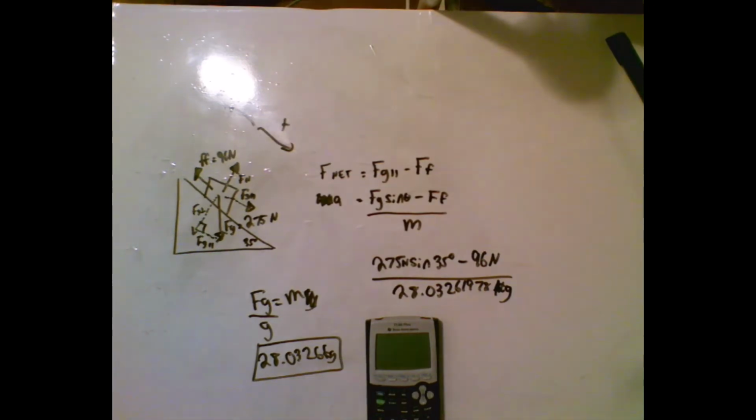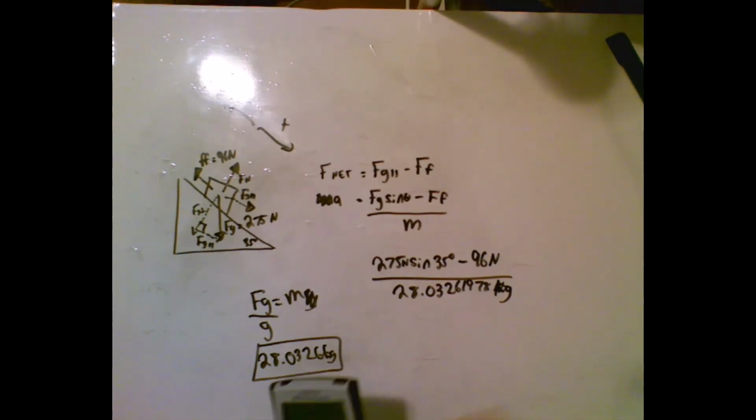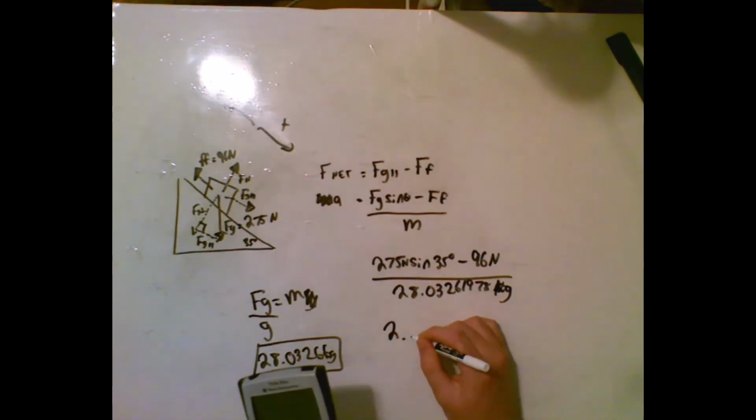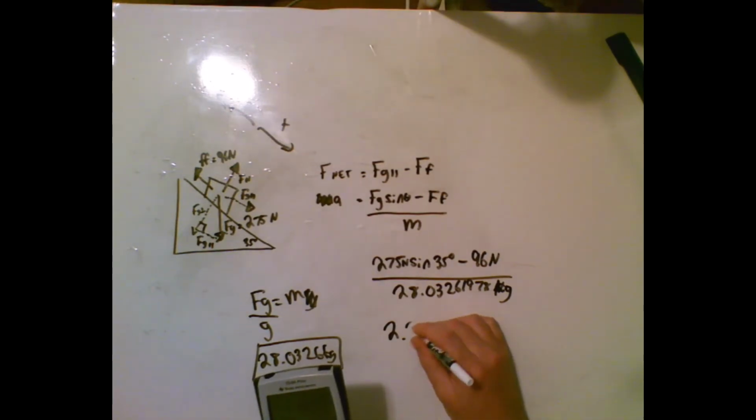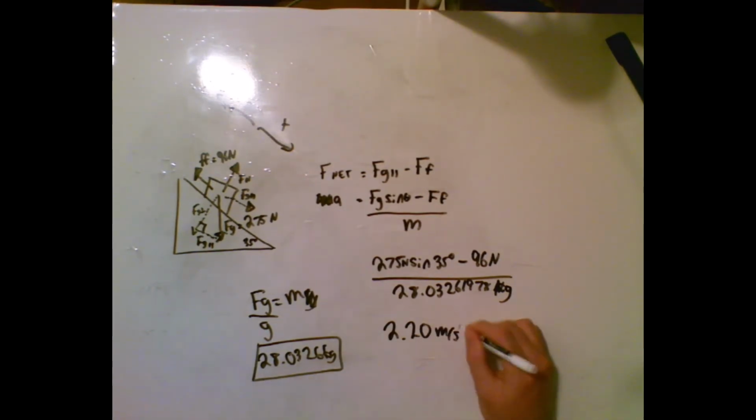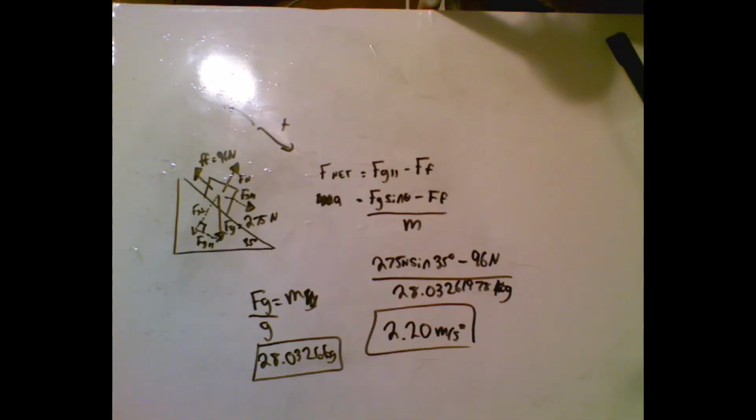So we have 275 newtons sine of 35. And then we're going to subtract 96. And then we're going to divide by 28.03261978. And we end up getting, we have 3 sig dig, so 2.20 meters per second squared. And that's the magnitude of our acceleration.